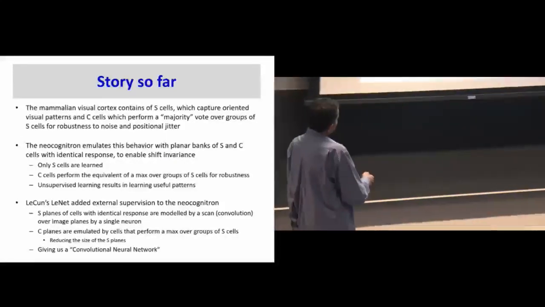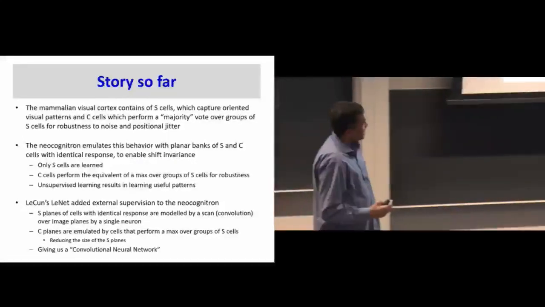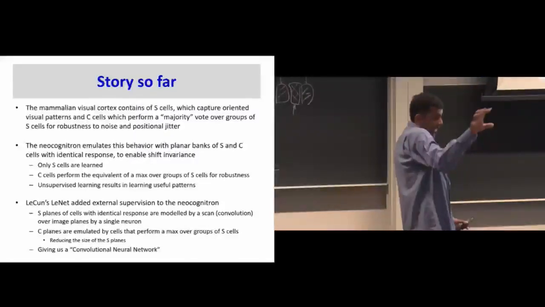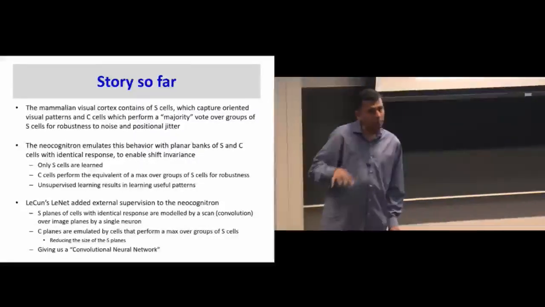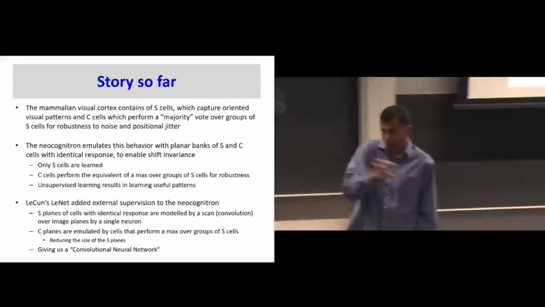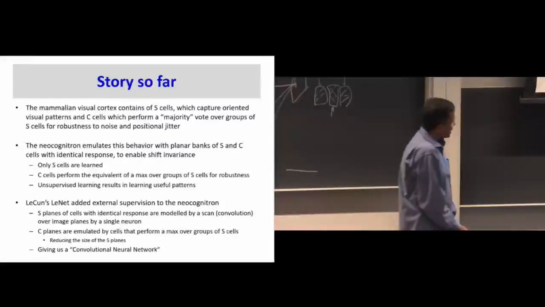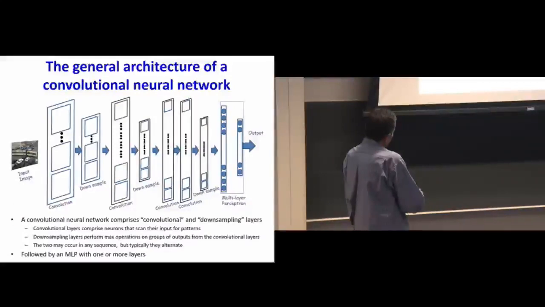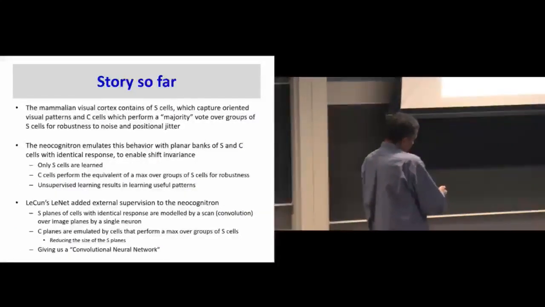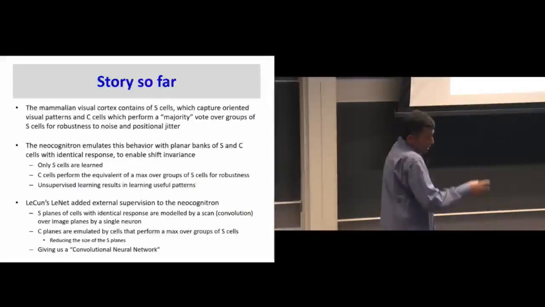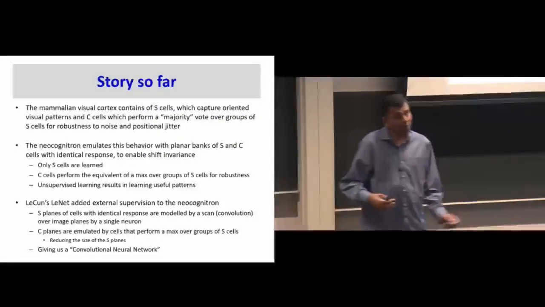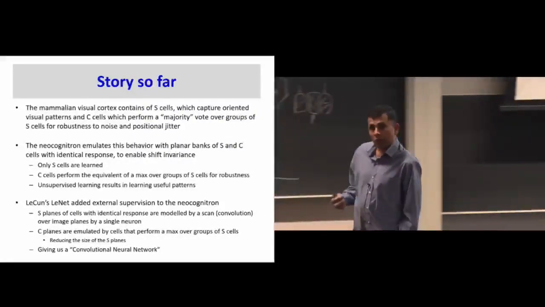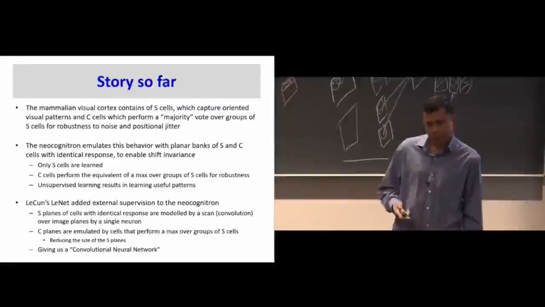LeCun's LeNet, that was LeCun's version of the model with the supervision, added external supervision to the neocognitron, where the S planes of cells with identical response are modeled by a scan. You don't need to have many copies of the same neuron. You can just take one pattern and scan. Computationally, they're exactly the same. And the C planes, similarly, are emulated by cells that perform a max over groups of S cells, reducing the size of the S cells. The entire structure was now the convolutional neural network that we saw in the last class.